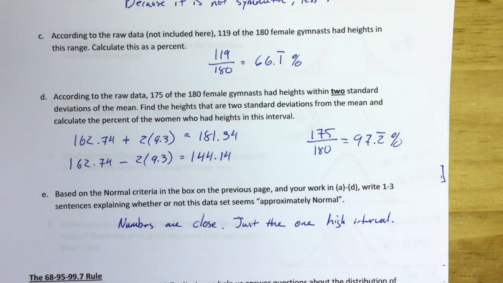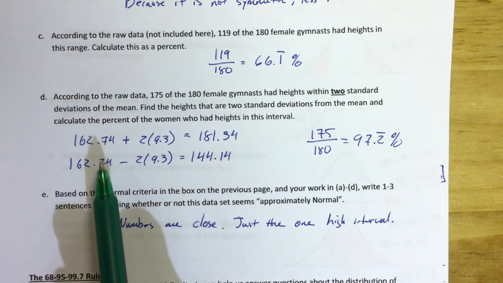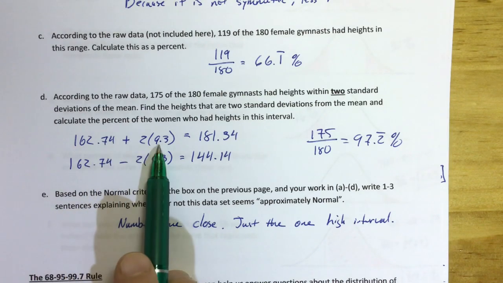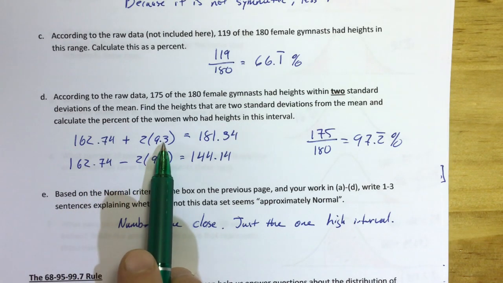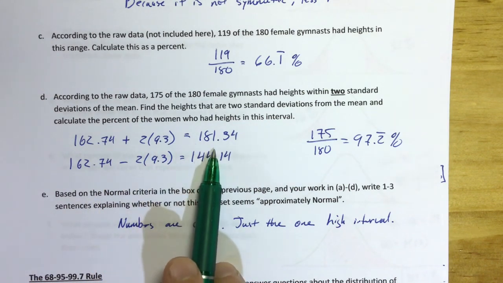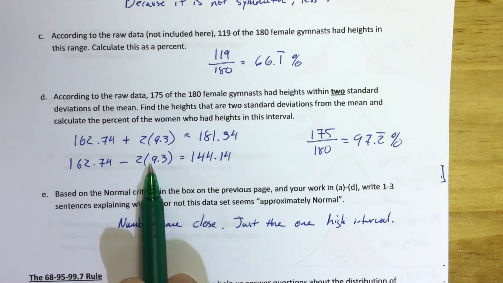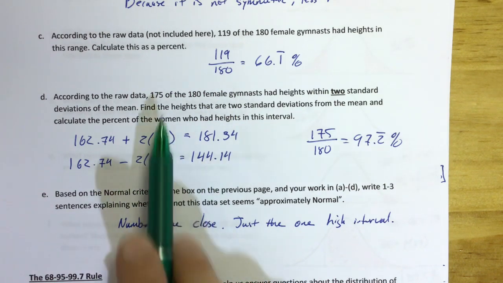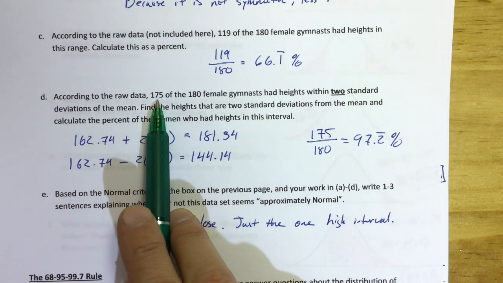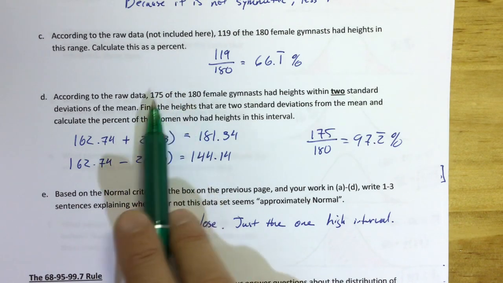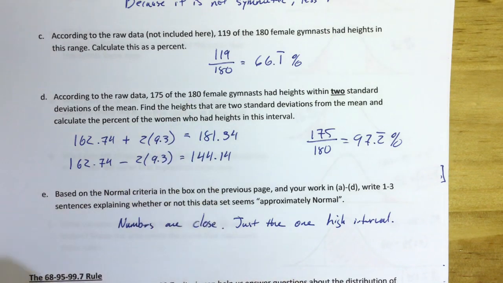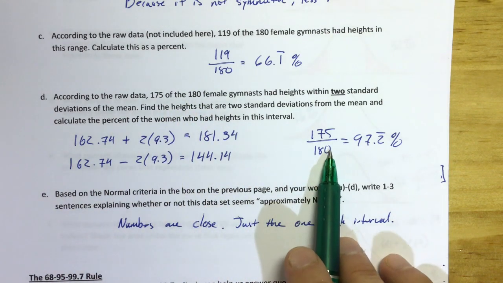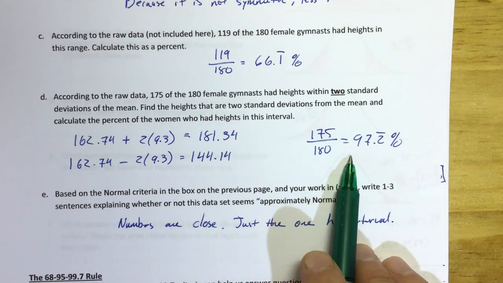All right, so D is going to have us do the same thing with two standard deviations, everything that we just did. So 162, you're going to add on to 9.3. So you can just add it twice if you want. You can take your last answer and you can add 9.3 on it, however you want to do that. But it does get you up to this number. You're also going to subtract two standard deviations, which takes you down to 144. They tell us that 175 of the 180 are within the two standard deviations, which turns out to be 97.2%.